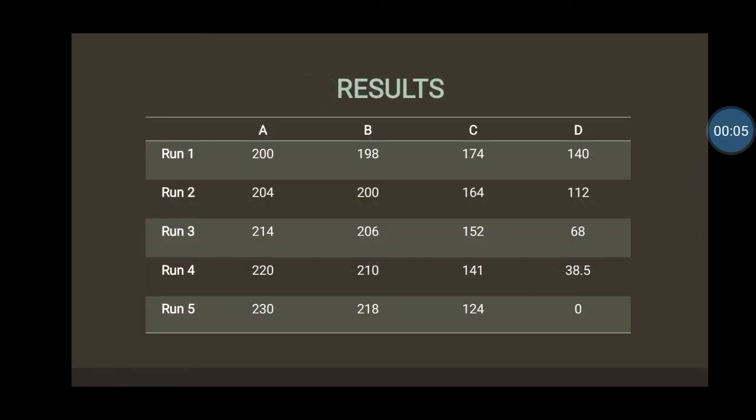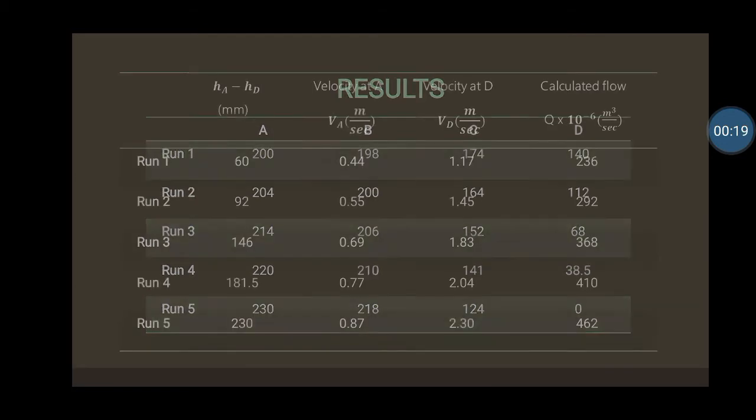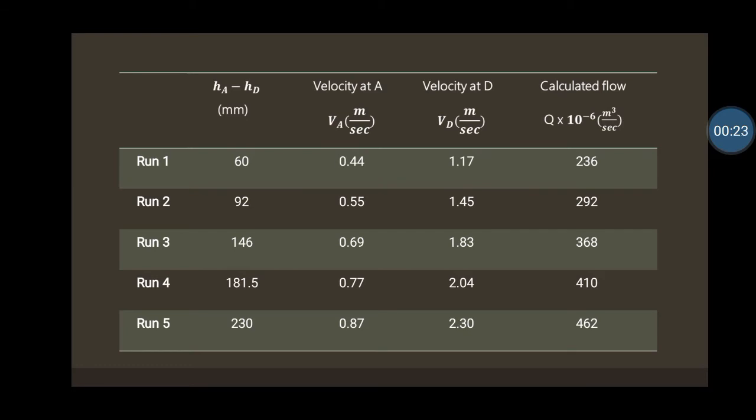So this is the result of the venturimeter experiment. There are 4 points that we study: A, B, C and D. There are 5 runs for each point. The next table shows the velocity at point A and point D by using the difference in height between A and D on the manometer. From this result, we can calculate the fluid flow rate at point A and point D.